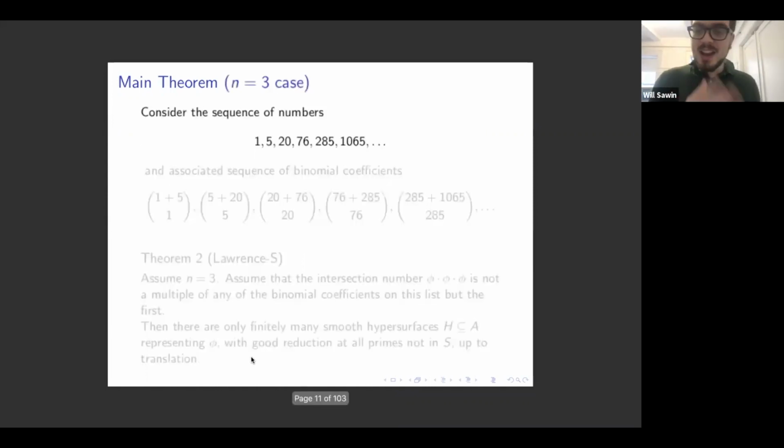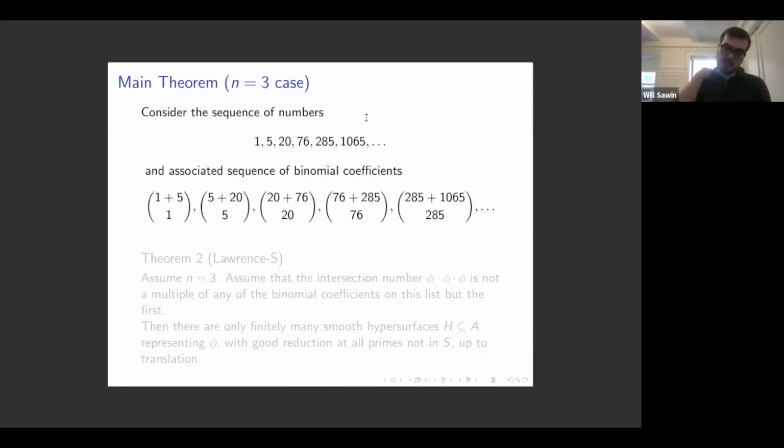One question that you might have is what happens if n is less than 4? In the n equals 3 case, we can prove the same theorem, but it's a little more complicated to state. So we have this nice sequence of numbers, which goes 1, 5, 20, 76, and increases exponentially after that. And from it, we form a sequence of binomial coefficients, where you take two numbers from each adjacent pair in the sequence: (1+5 choose 1), (5+20 choose 5), (20+76 choose 20), and so on.